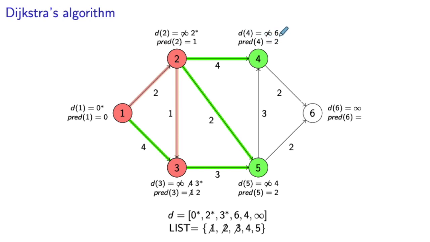The current label for node 4 is 6. If you were coming to node 4 from 5, the best we could do would be 4 plus 3, which is 7, which is greater than 6. Therefore, there will be no update to the distance label or the predecessor label for node 4.